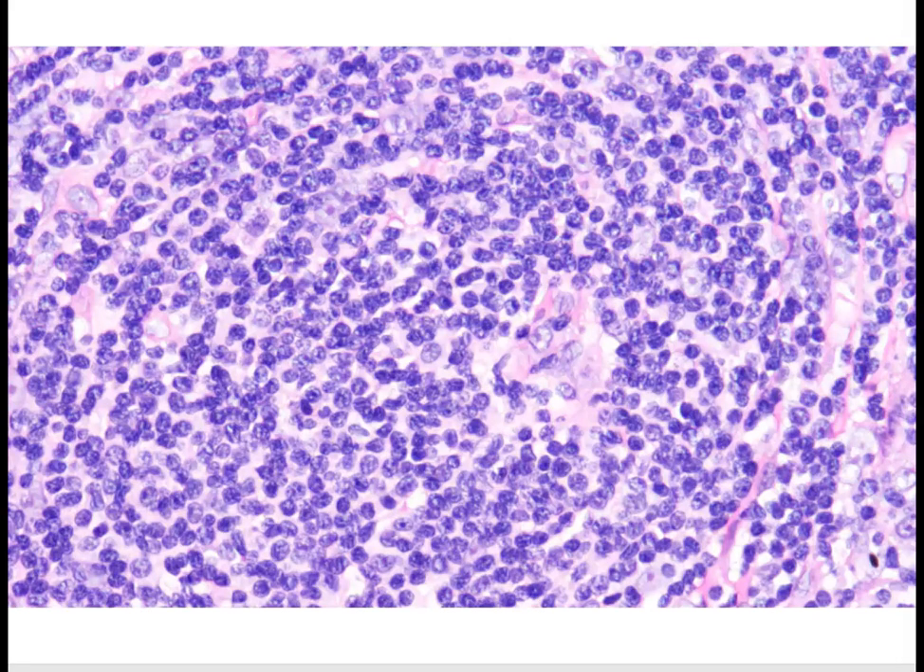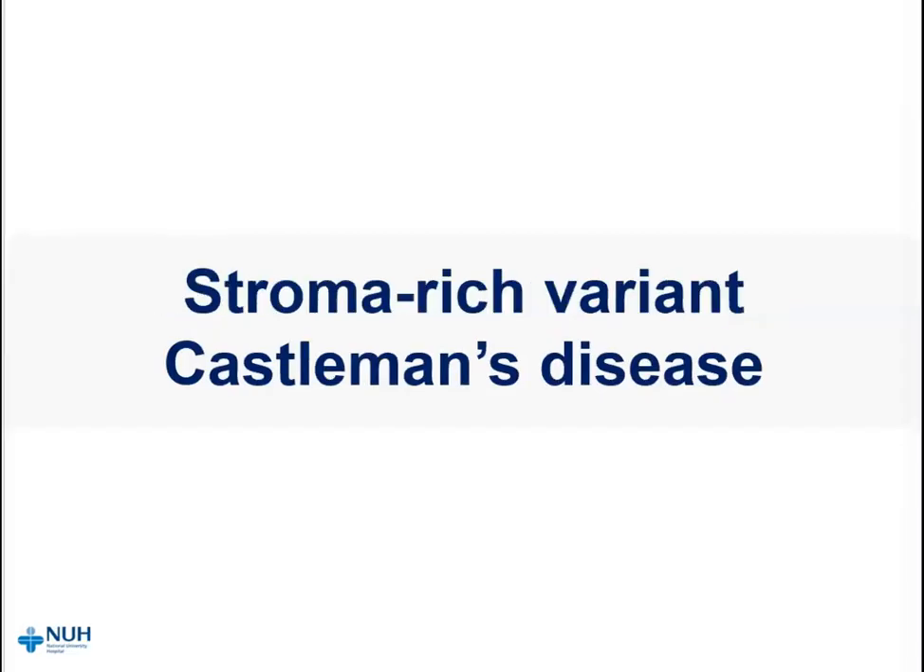This follicle shows completely regressed germinal centers. No centroblasts and centrocytes are seen, but instead you see concentric layers of mantle zone cells typical of hyaline vascular type of Castleman's disease. Whilst proliferation of blood vessels and fibroblasts are seen in Castleman's disease, an exaggerated form of stromal response is seen in the stromal-rich variants.